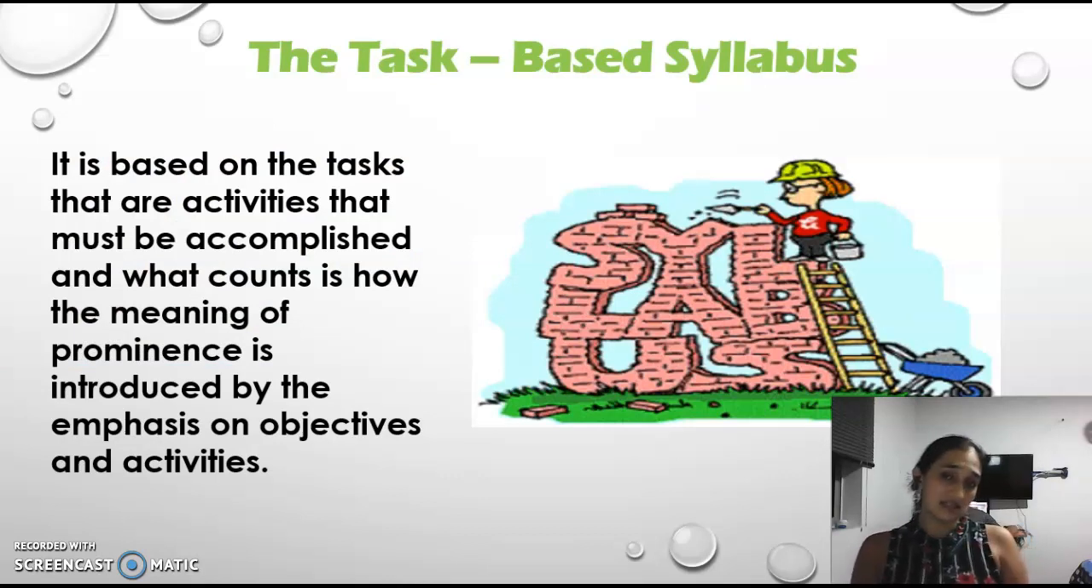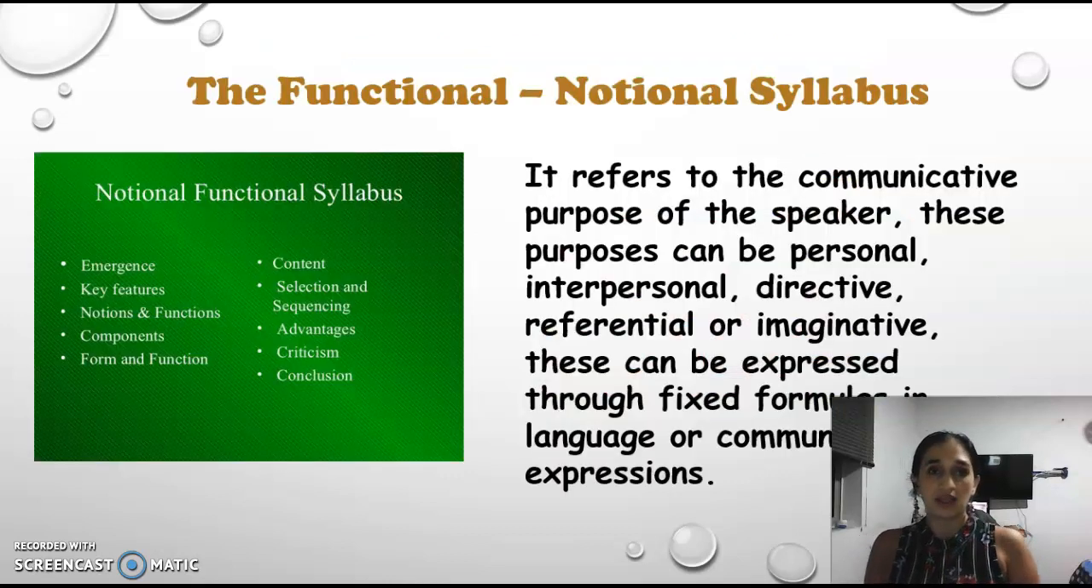The task-based syllabus is based on tasks, which are activities that must be accomplished, and what counts is how the meaning is introduced, with prominence given by the emphasis on objectives and activities. The functional notional syllabus refers to the communicative purpose of the speaker. This purpose can be personal, interpersonal, directive, referential, or imaginative. This can be expressed through fixed formulas in languages or communicative expressions.